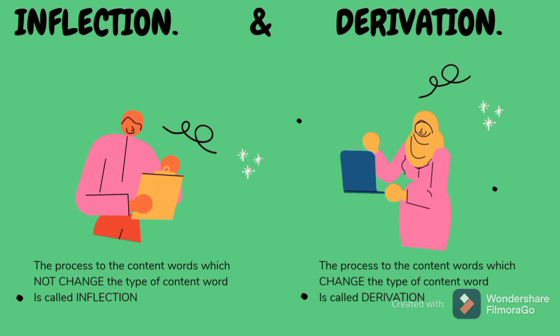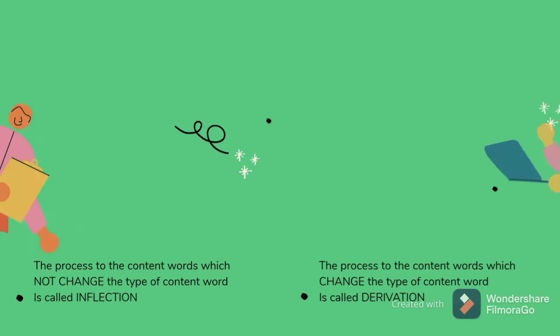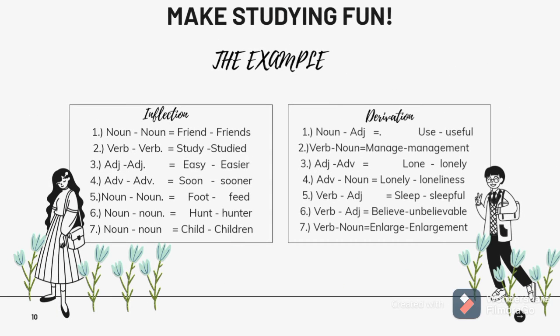The next is inflection and derivation. The process applied to a content word which does not change the type of the content word is called inflection, and the process applied to a content word which changes the type of the content word is called derivation. Here are examples of inflection and derivation.